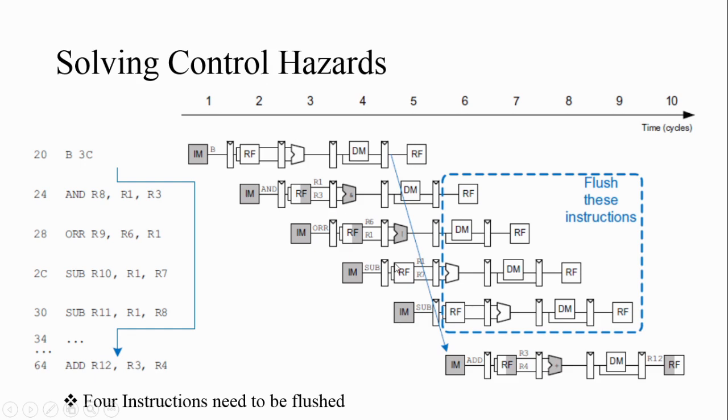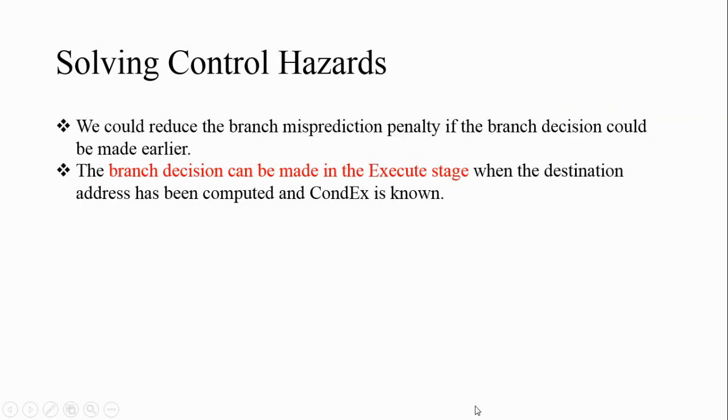So whenever you are having a branch instruction, the next 4 instructions should be flushed out. So 4 instructions you have wasted, then only it will go to the actual instruction which is written here. Why? Because you will be getting the address only after 4 stages, right? So 4 instructions need to be flushed out.